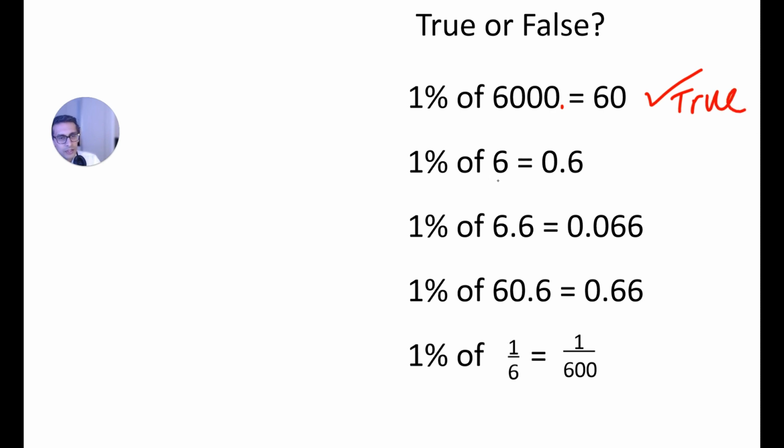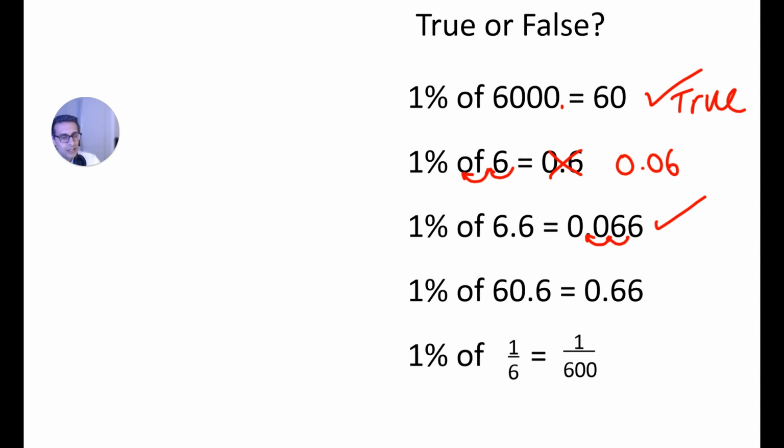For the second one, 1% of 6, well, if you divide it by 100, the decimal is going to move twice and you're going to get 0.06. So this is false. 1% of 6.6. So 6.6, if the decimal started here and moved 2 places left, you can see that is correct. It's been moved correctly. So 1% of 6.6 is 0.066.